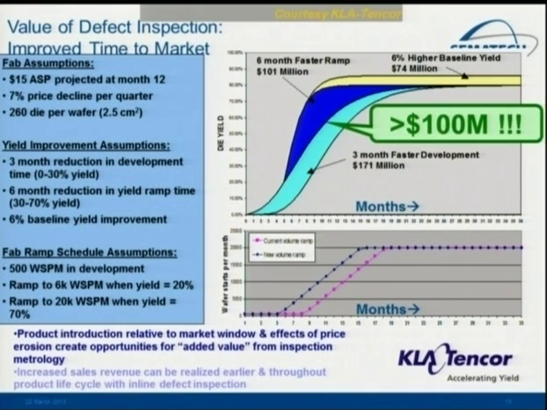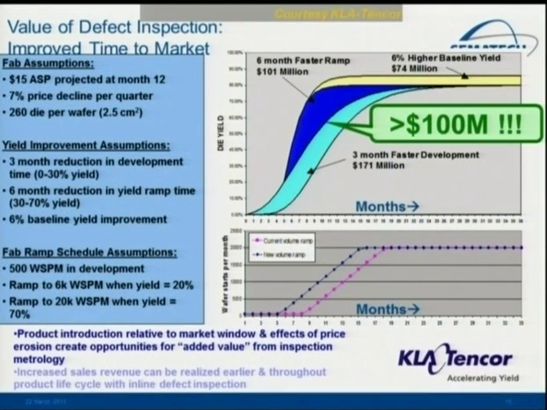So, and you can actually start to do calculations. The assumptions are always debatable. But as you look through the ramp, if you ramp 3 months faster because of your development cycle, you're applying metrology, or you're using that feedback to be able to make process corrections more quickly, that's $100 million or so type investment. The other thing you can do is what happens if you can yield, this is the die yield now, if you can get to a higher yield faster.